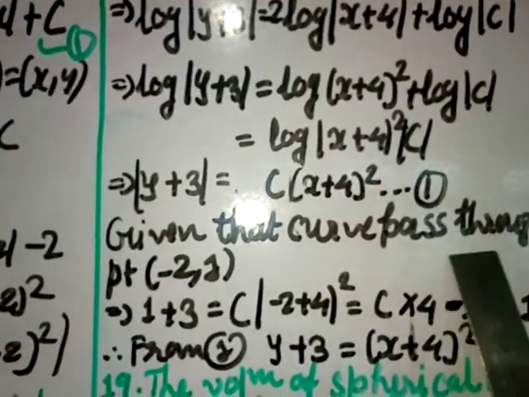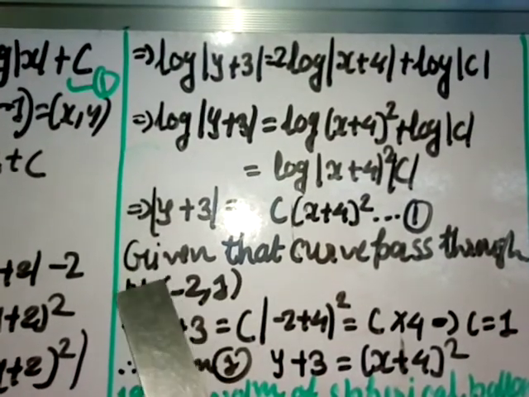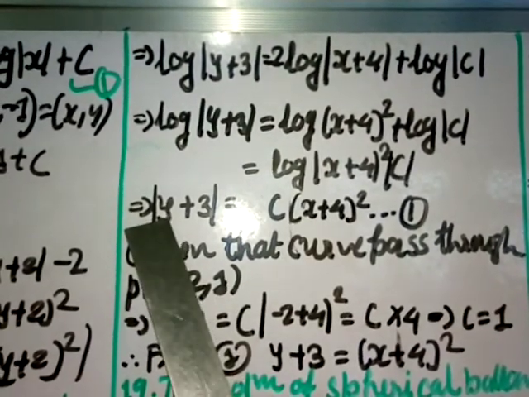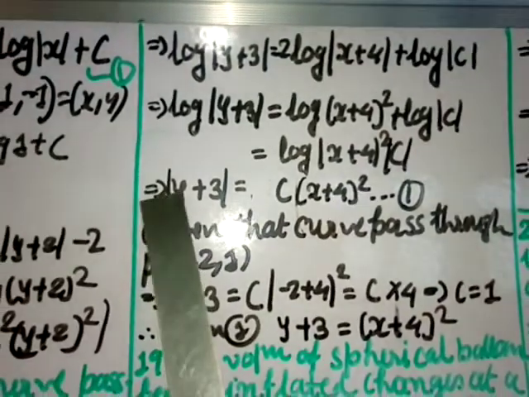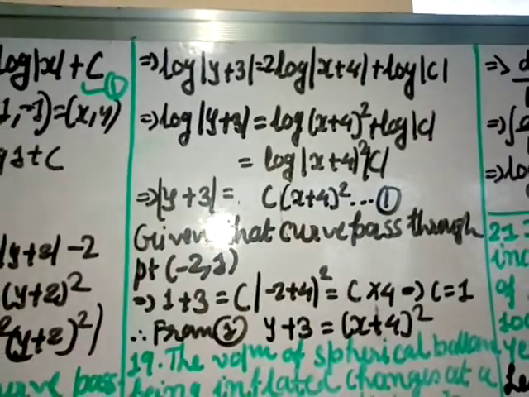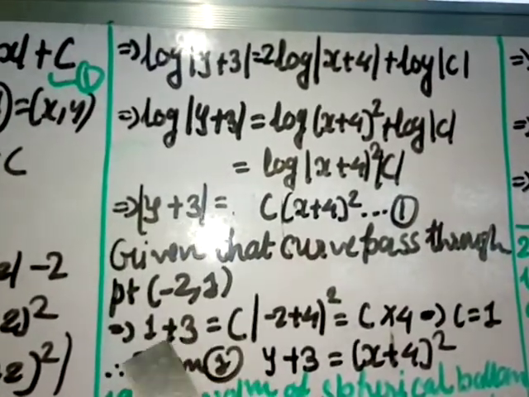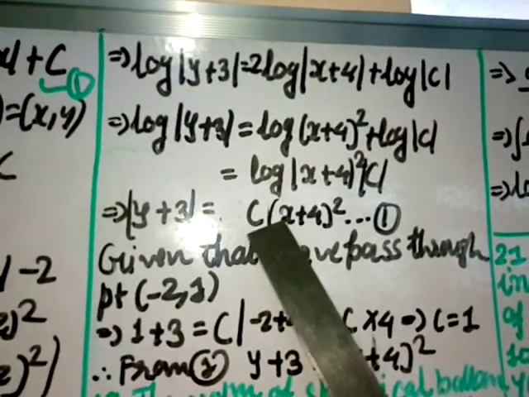They have given that the curve passes through the point minus 2, 1. So minus 2 is the value of x and 1 is the value of y. Place in this equation 1. So here when you put y is equal to minus 2, no, y is equal to 1, not minus 2, minus 2 is x. So put here 1 plus 3 equal to c, and instead of x you put minus 2.